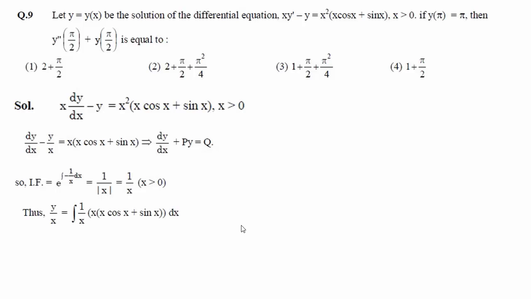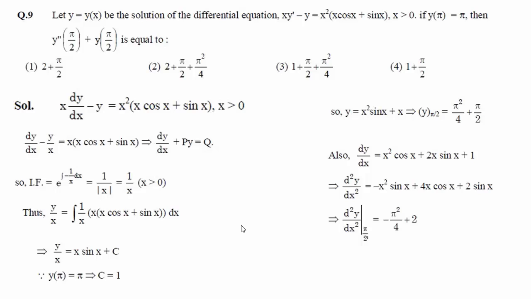Thus, y by x equals the integration of 1 by x into (x cos x plus sin x) dx, which implies that y by x equals x sin x plus c, where y at pi equals pi. This implies that c equals 1. So y equals x squared sin x plus x, which implies y at pi by 2 equals pi squared by 4 plus pi by 2.